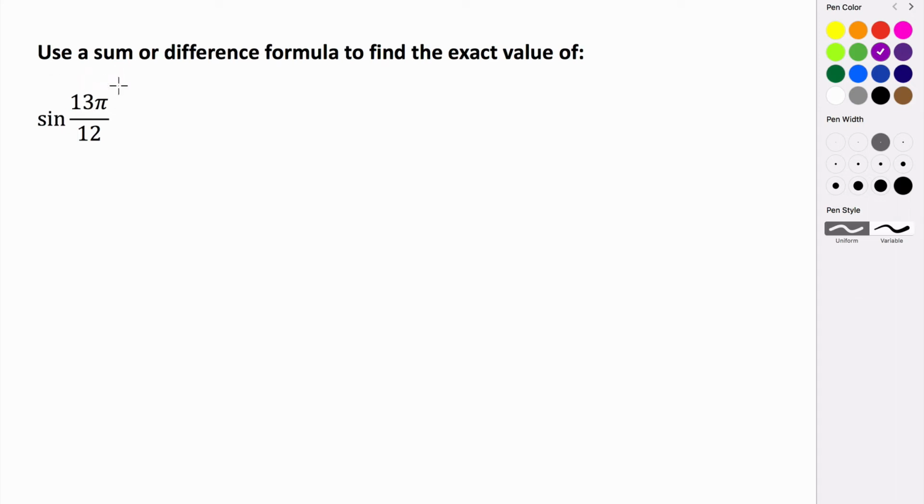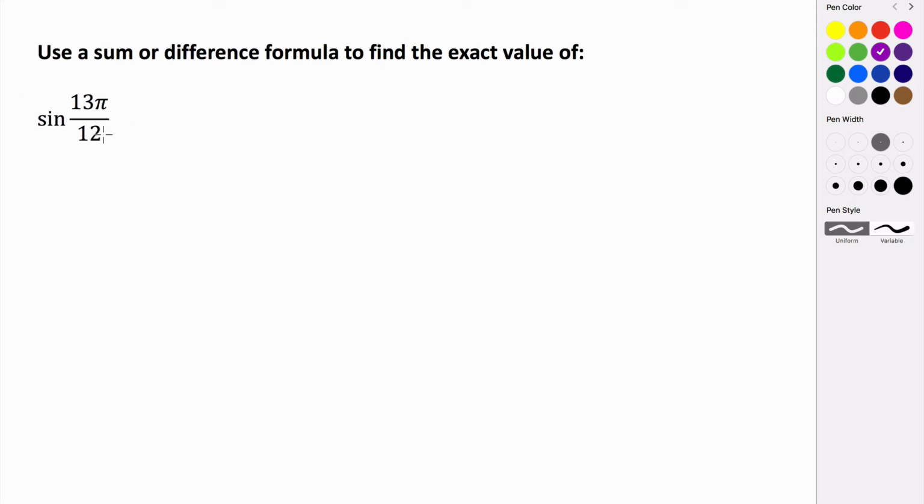For this example, we want to use a sum or difference formula to find the exact value of the sine of 13 pi over 12. The advantage of using a sum or difference formula is it allows us to calculate the exact value of angles that we don't find typically on the unit circle. It's not going to be a special angle that we know. However, these angles are going to be a sum or a difference of two angles that we do know from the unit circle.